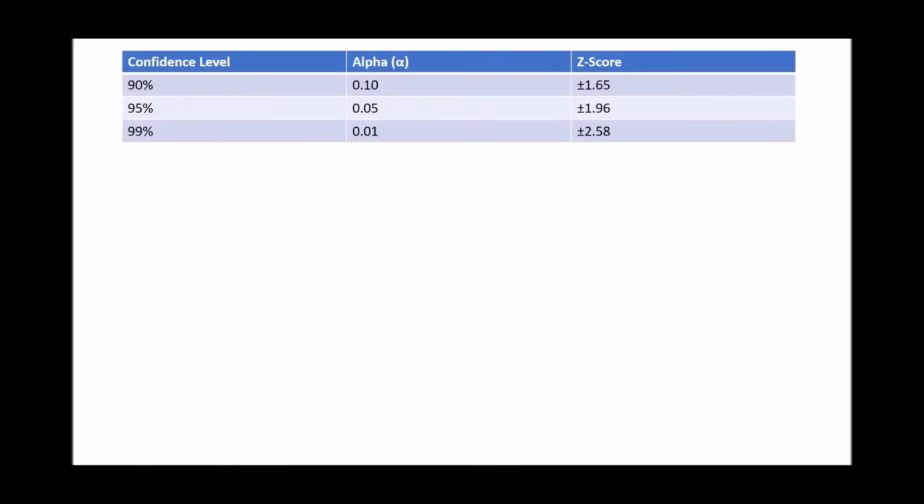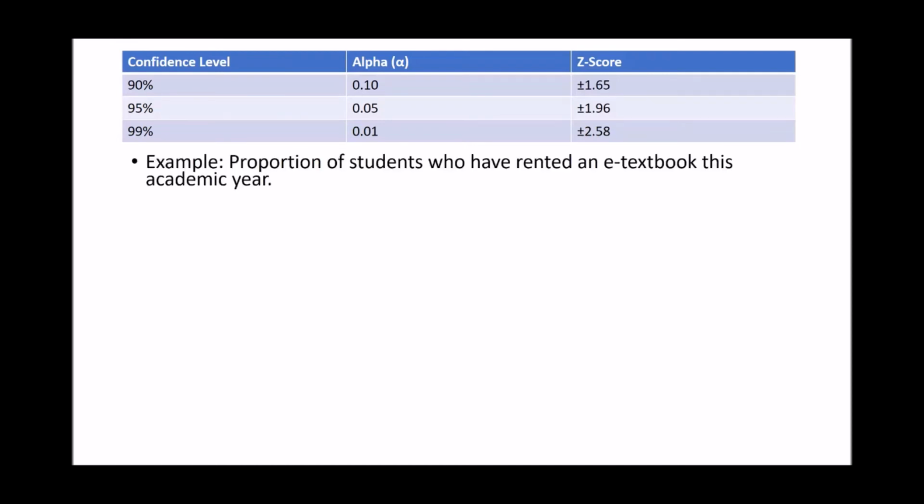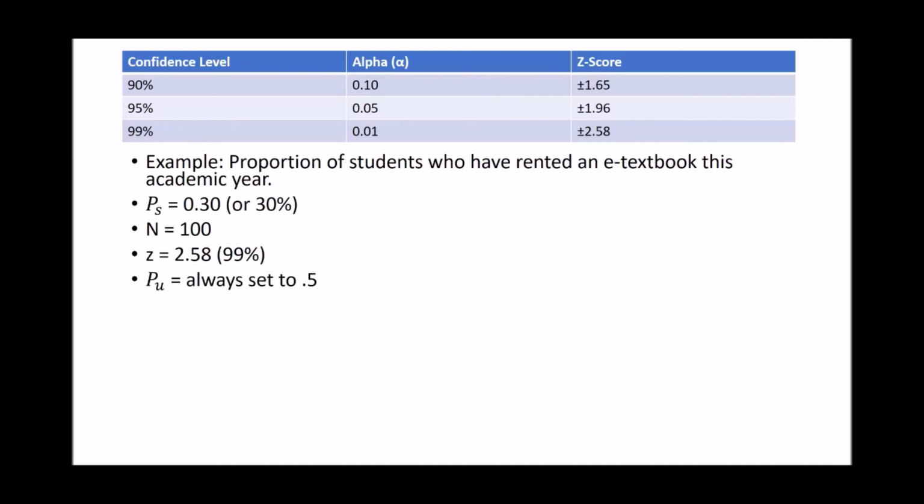So again, we have our little table here, and let's tinker with it and use a different confidence level. Our example is the proportion of students who have rented an e-textbook at some point during this academic year. This is fictitious data; I don't actually know the number. Let's say the proportion for the sample is 30%, so 30% of students have rented an e-textbook this academic year. Our sample size is 100. Now let's say we want to be 99% confident, so we use the Z-score of 2.58. Again, check in the back of your book. This 2.58 corresponds directly to the 99th percentile. PU we always set to 0.5.